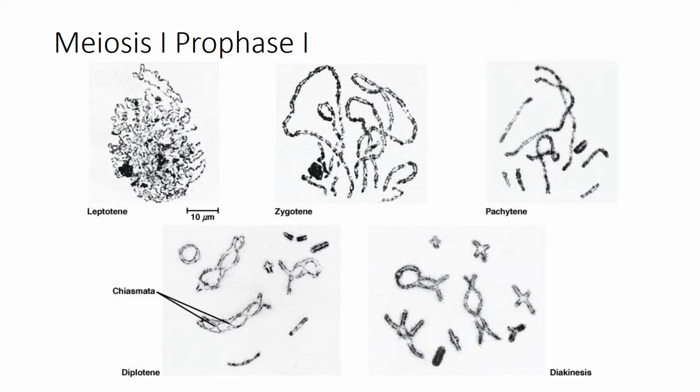Okay, here are just some microscope pictures to help you see what it looks like under the scope, because it's a little bit different than what it looks like in a cartoon that's in your textbook. So in leptotene, these are starting to condense, much more condensed in zygotene, and they're going to start to pair up. So you can see these are starting to pair up with each other. In pachytene, it's hard to see here, but crossing over is starting to happen. You can see it much better down here in diplotene.